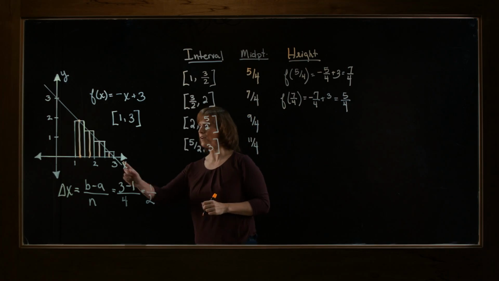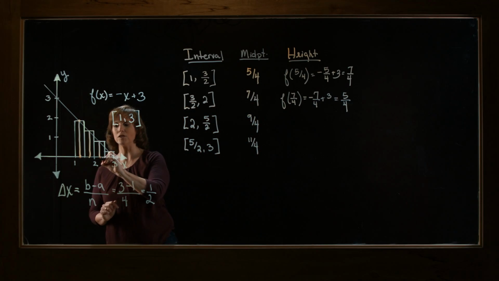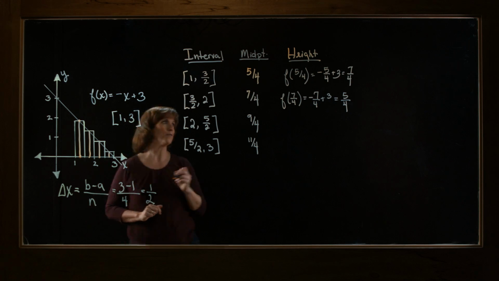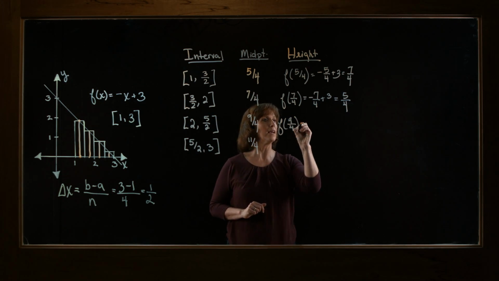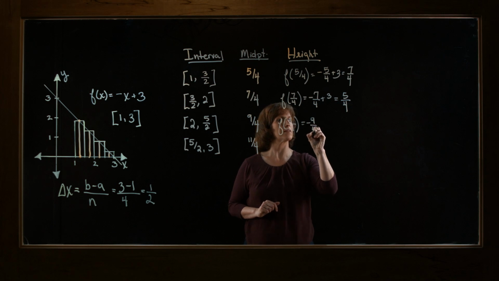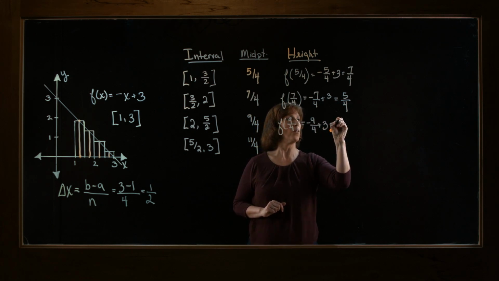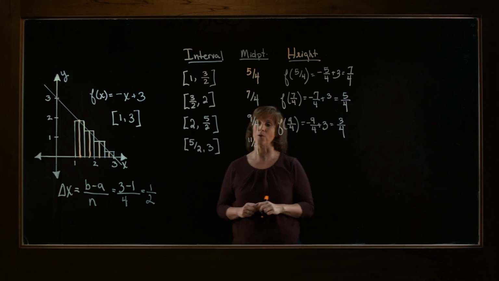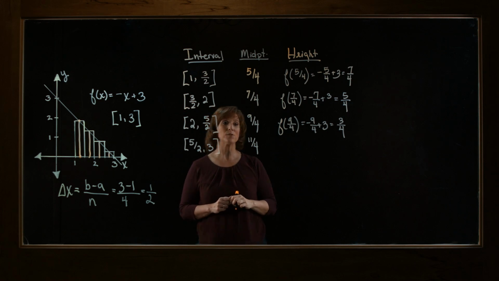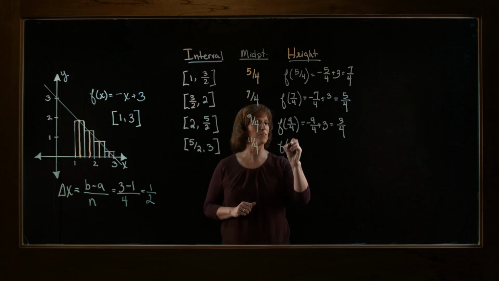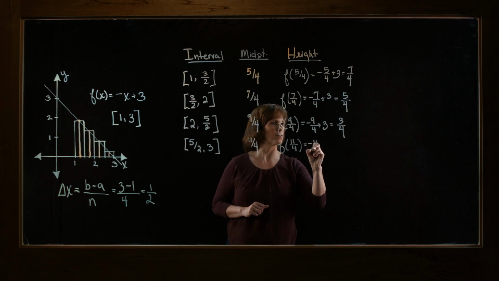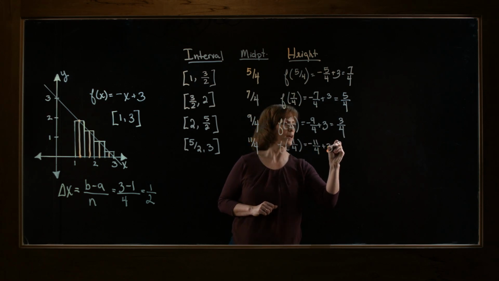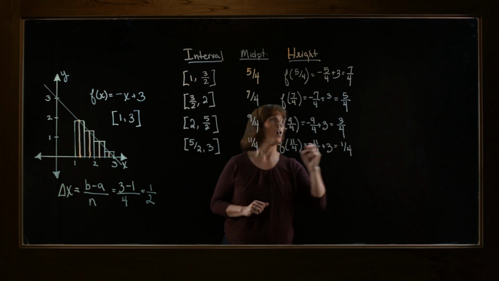For my third rectangle, the height will be the function value when the input is 9/4. So I have f of 9/4 equals minus 9/4 plus 3, or 3/4. And finally, for the last rectangle, I'll have f of 11/4 as the height, which will be minus 11/4 plus 3, or 1/4.